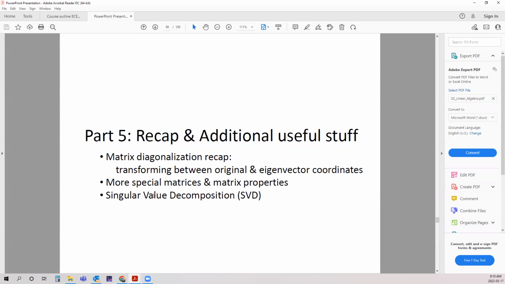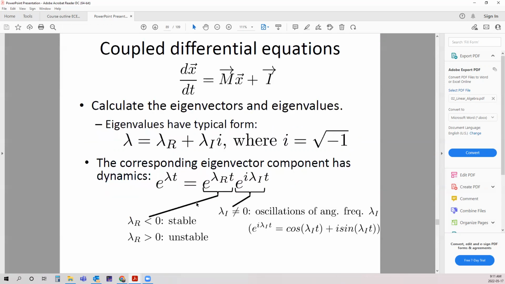You also have to recap additional useful stuff like matrix diagonalization, transforming between original and eigenvector coordinates, more special matrices, and then singular value decomposition. We'll just touch base with those, then you have to study them. It's self-study. Then coupled differential equations. Also here we touch some base with multivariate calculus.